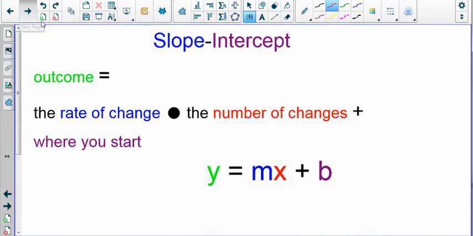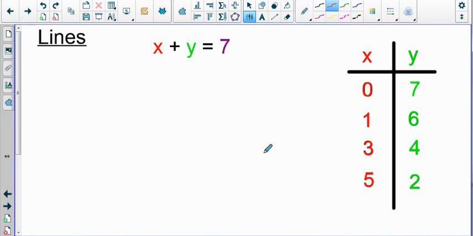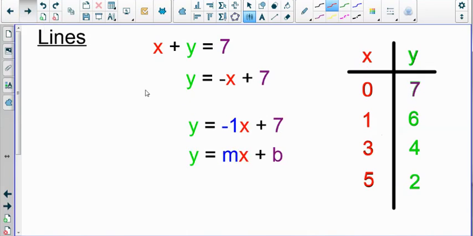Really memorize it. Okay, so let's use the same code. This is how many times it changes. This is the outcome. This is where you start. How do you find where you start? You'll see that wherever x is 0, the y is where you start. So here are our possibilities that we saw before.